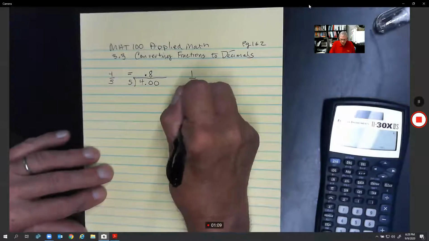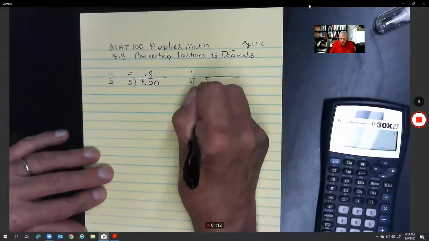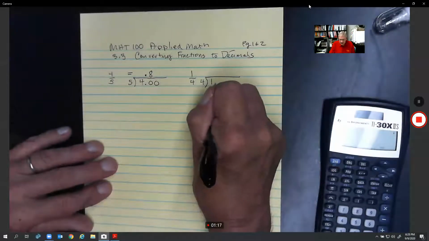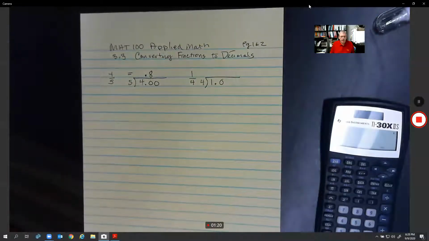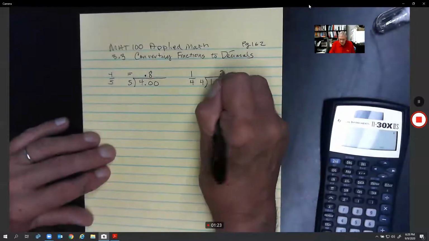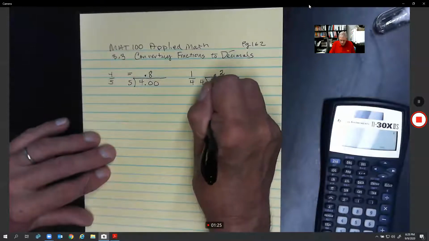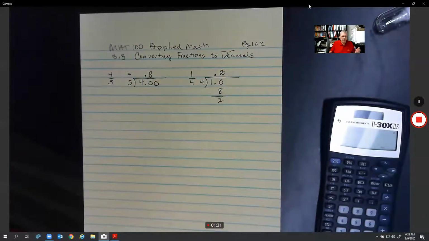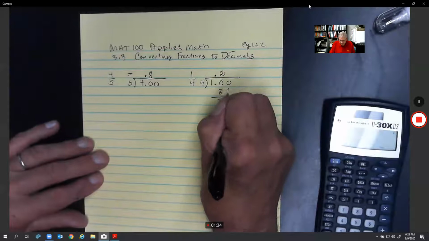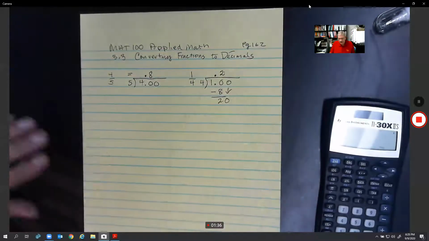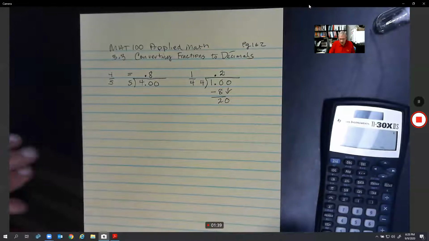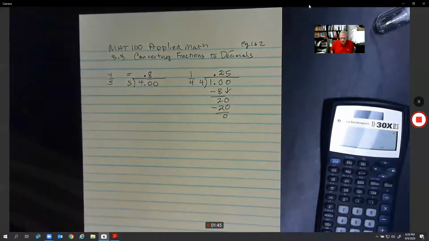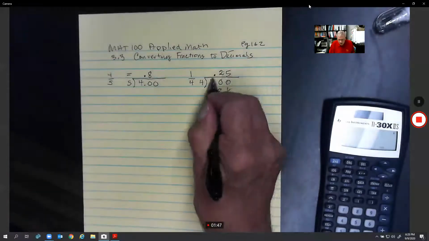Let's try 1/4. 4 into 1, well, 4 can't go into 1, so we add a decimal point and a 0. 4 can go into 10 2 times, right? Let's bring up that decimal point. 4 times 2 is 8. 2 left over. Well, let's add another 0 now and bring it down. We're subtracting here. So 4 into 20, 5 times, 20, 0. Okay, so 1/4 is 0.25.